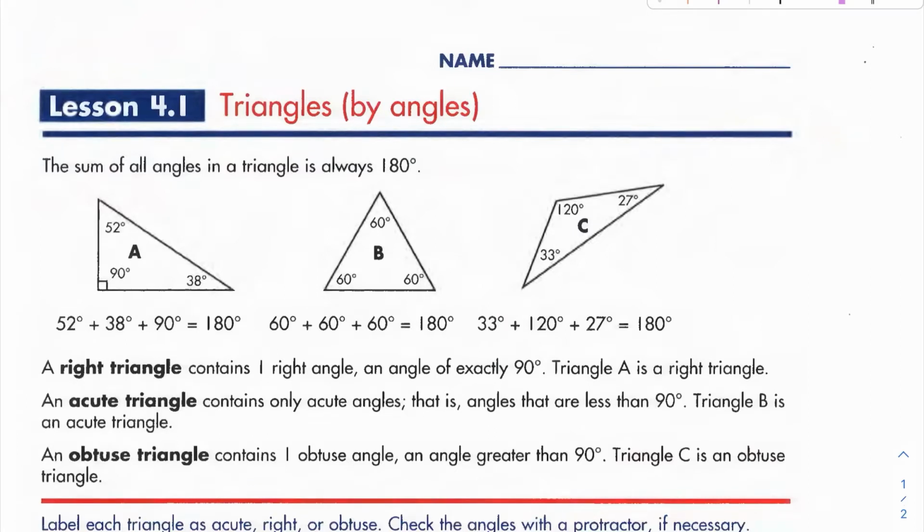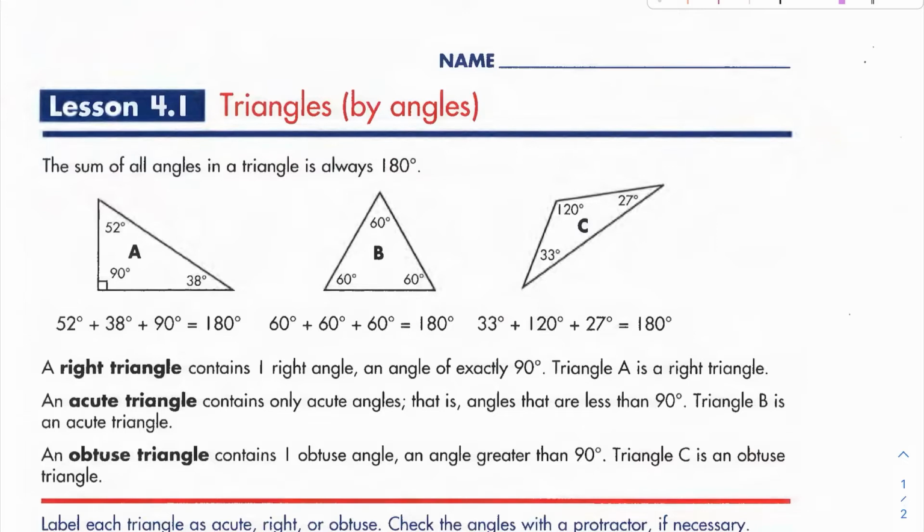So notice figure A, we have the box, which is 90 degrees in that bottom left angle. We have a 52 degree angle and a 38 degree angle. If you add up these three angles, you should see that they're 180 degrees.